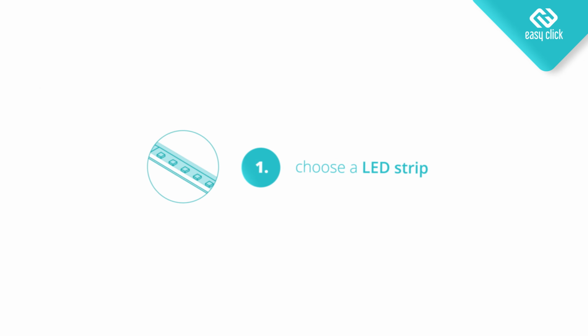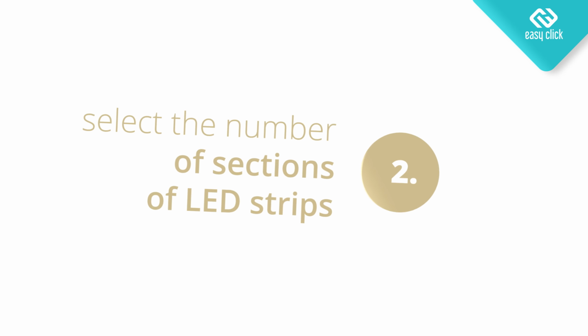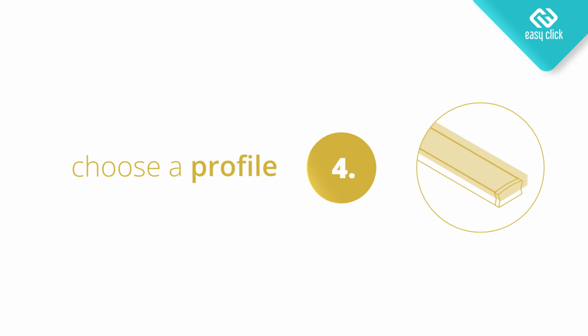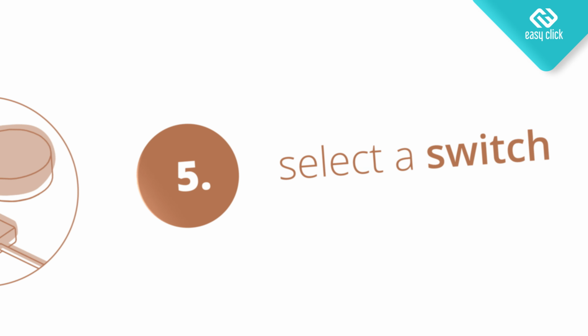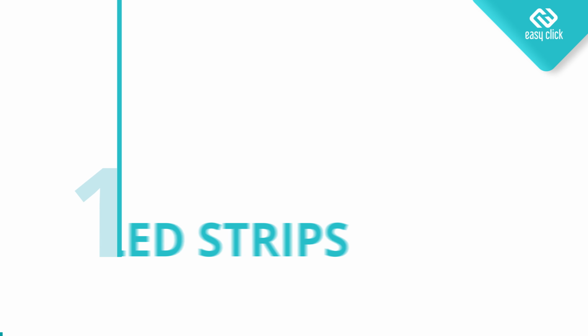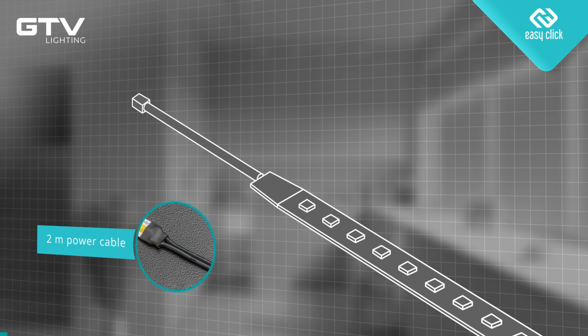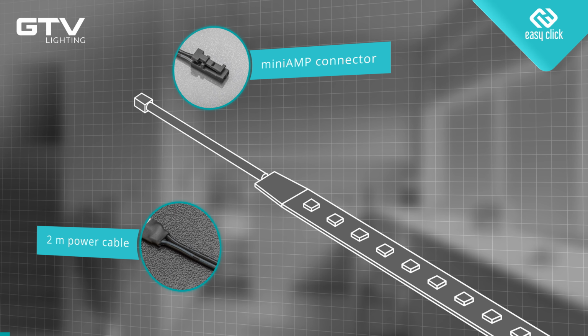In the EasyClick system, completing all the necessary elements consists of only 5 steps, and it will take you 75% less time than before. You do not have to count or compare anything. For your convenience, each LED strip is equipped with a factory-installed power cable with a length of 2 meters, finished with a mini AMP connector.